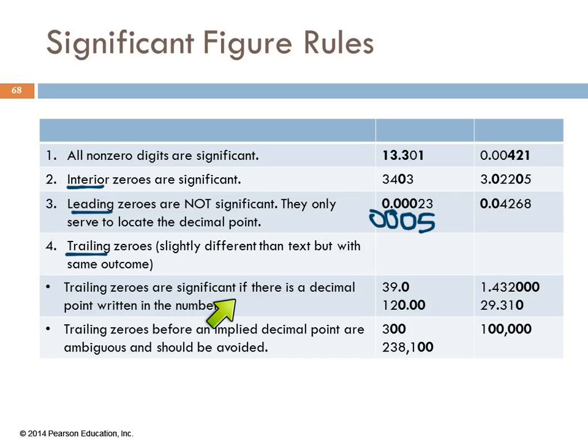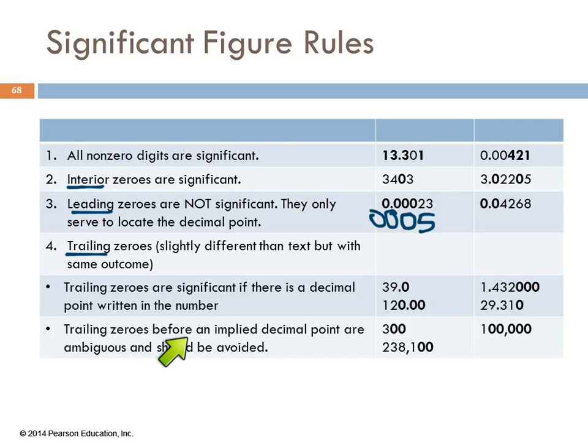Trailing zeros are significant if there is a decimal point written in the number. Anywhere. A written decimal point. So we look at this number, 39.0. This is a trailing zero. It comes at the end. There's a decimal point. 120.00. There's a decimal point. These are trailing zeros that are significant because there's a decimal point.